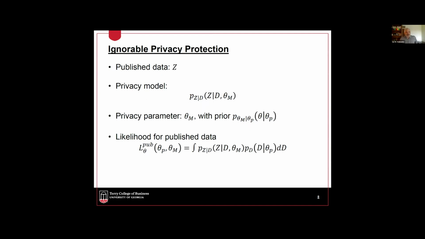So the idea that I want to develop is sort of with analogy to the idea of ignorable missing data. We could also have the concept of ignorable privacy protection. So the data that we observe are not the data D that were collected. The data that we observe are data Z, the data that were published.